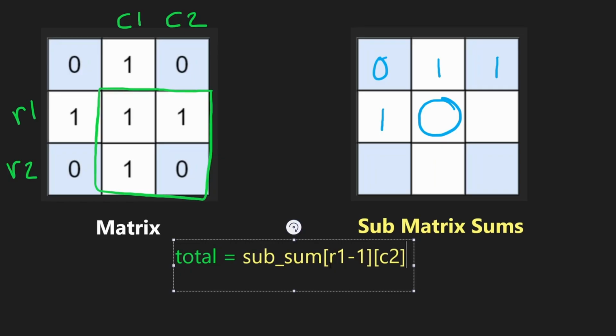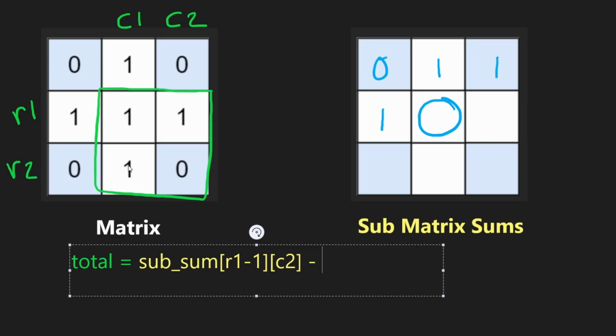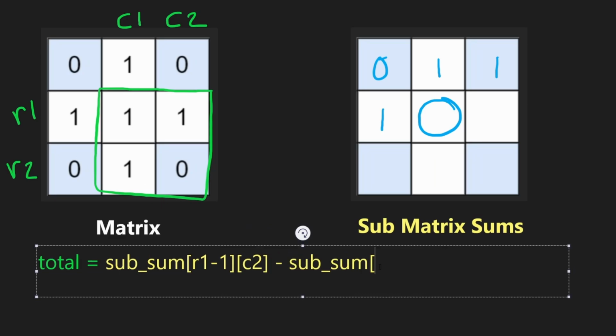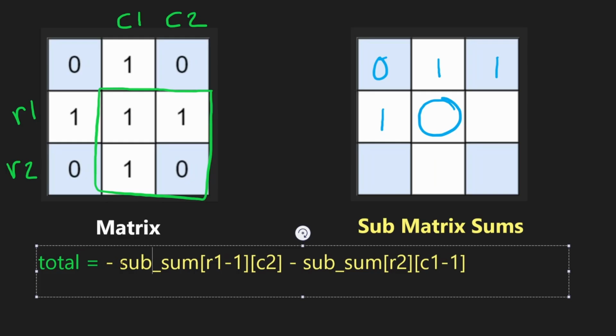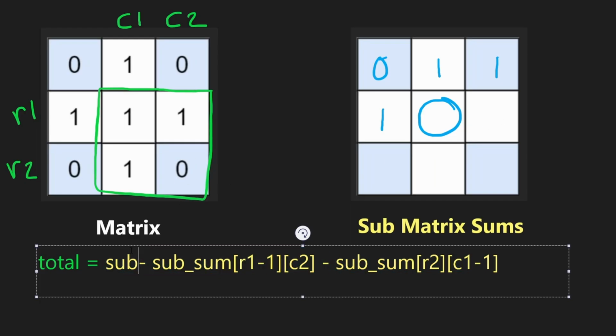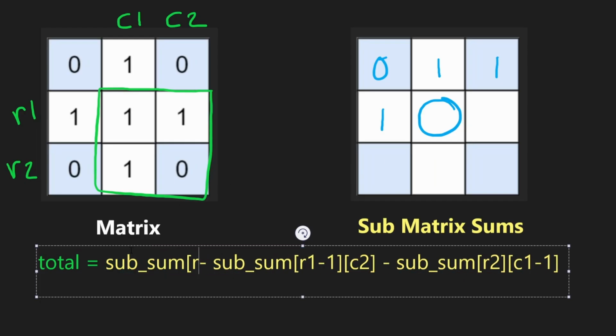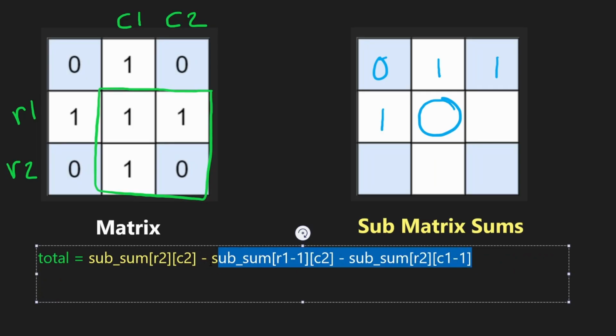So we subtract that. We also subtract the value over here on the left. So subsum at row 2 at column 1 minus 1. And I added a negative over here because we're subtracting these 2, but we're adding the value over here. So subsum at row 2, column 2. Sorry, I made it a little bit smaller.